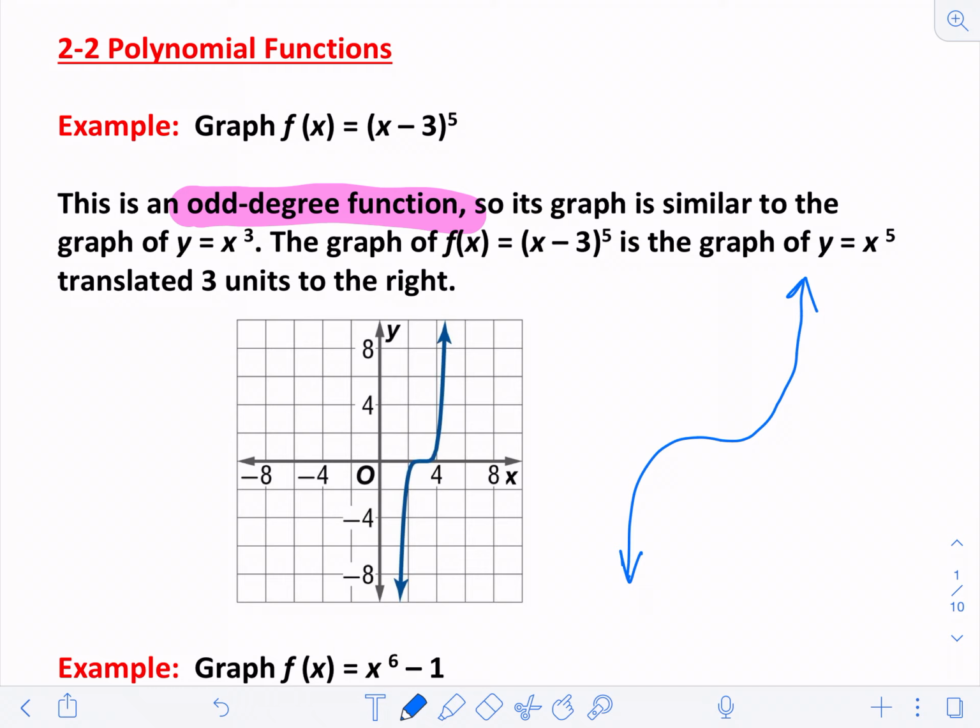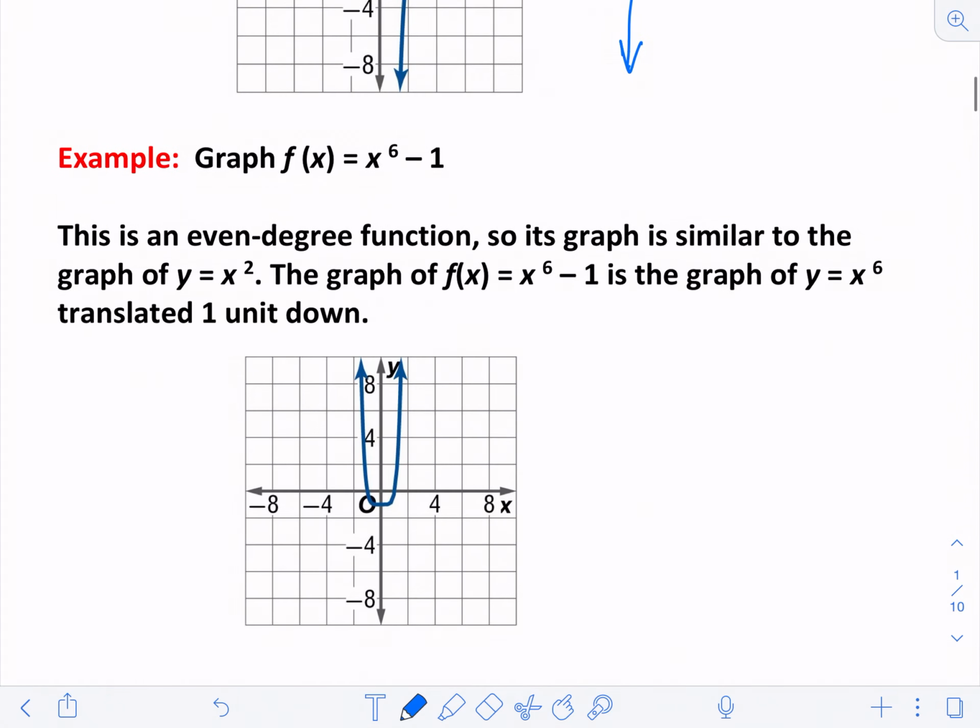What is important in this example is that we have the minus 3 inside. What does the minus 3 do to this graph? Well, it shifts it over to the right. Instead of going through the point (0, 0), it's going to go through the point (3, 0). So the graph moves to the right. It's basically the x to the 5th graph, translated 3 units to the right.